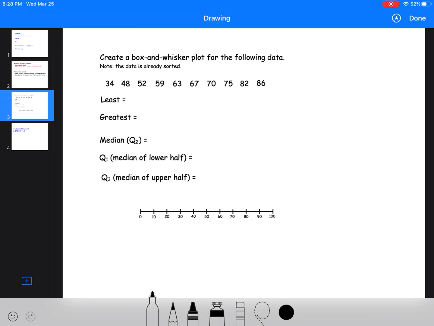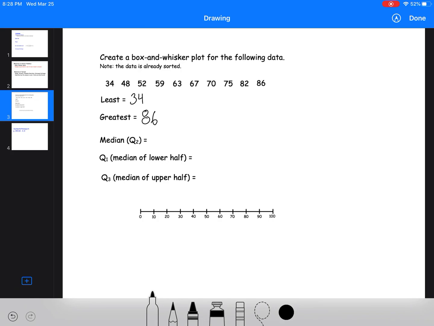So create a box and whisker plot for the following data. Notice at the bottom I've created a number line that's evenly spaced. I'll show you why I'm doing that. It just allows us to make the box and whisker plot a little bit easier. First thing you need to do is order your data. Now in this example I've already done that for you. Here the smallest number is 34. The greatest number is 86.